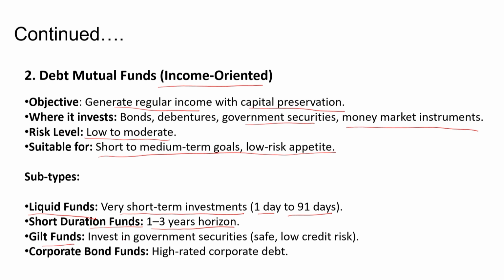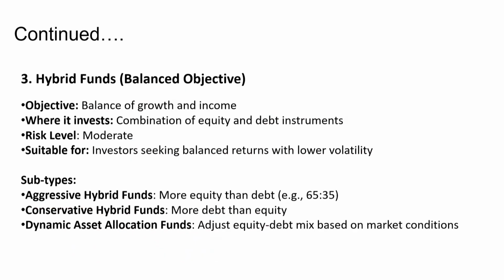Then gilt funds are there that invest the money into government securities, that means public sector unit securities. So the investment will always be safe as well as low credit risk will be involved here. Then corporate bond fund schemes are there. High rated corporate debts are chosen here for the purpose of investing the money of the investor. So these are the different types of debt mutual funds that guarantee you a stable and regular amount of income.